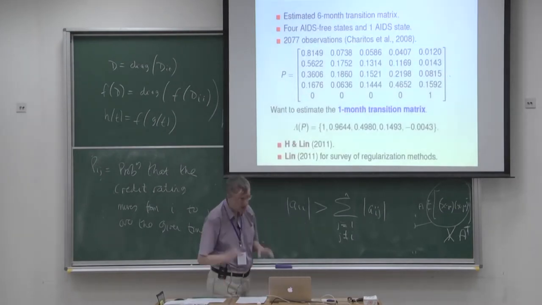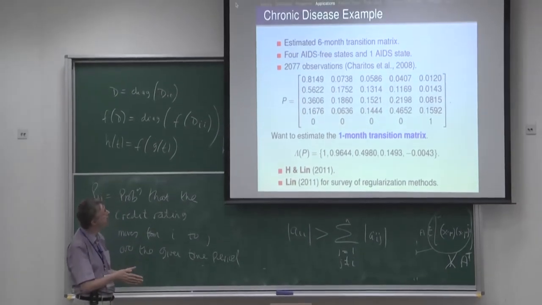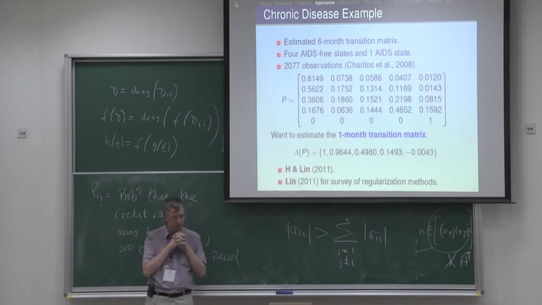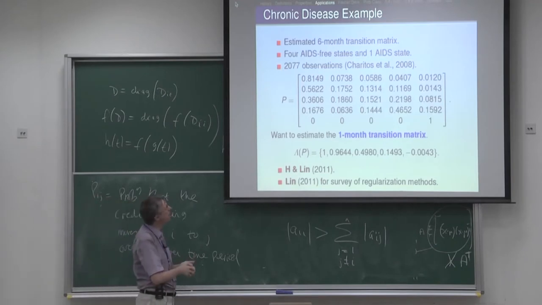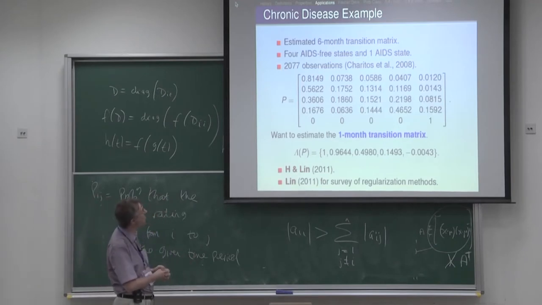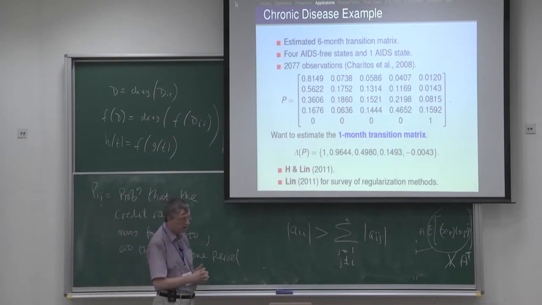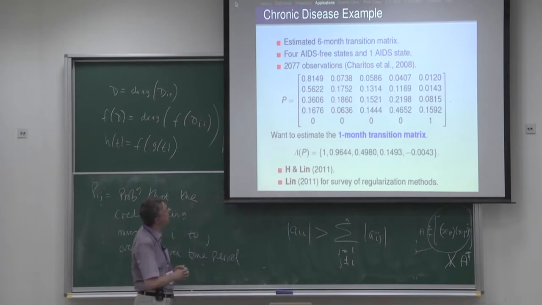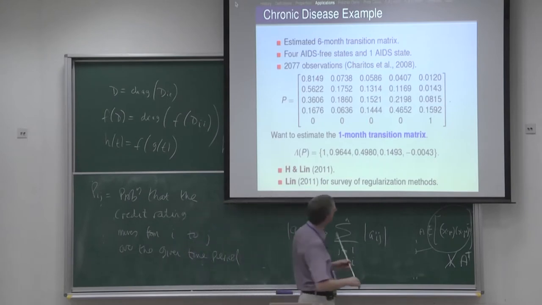So here's a specific example of what I've just been saying, but in a different context. This is in healthcare, and this is from a paper in the journal Statistics in Medicine. This is data from patients with AIDS, and they're measuring every 6 months which state these patients are in. So there are 4 AIDS-free states and 1 AIDS state. And so this matrix is based on this real data.